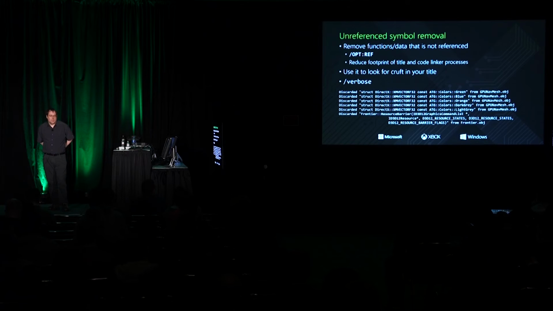This is the output from the linker. It'll tell you what it's been removing. This is just from one of our random ATG samples. You can see I've removed some pieces of data that I never used for these colors, this resource barrier function. So now I know I can just go delete that code and I'll never spend any time compiling it. So I can just remove it as old dead code.